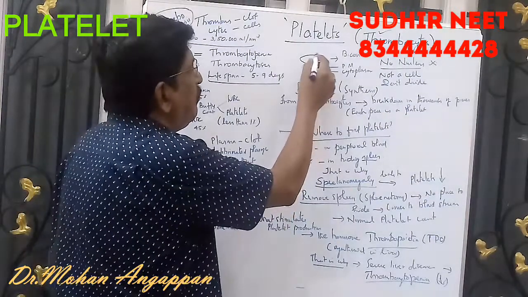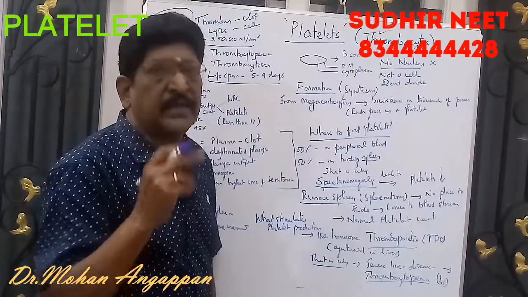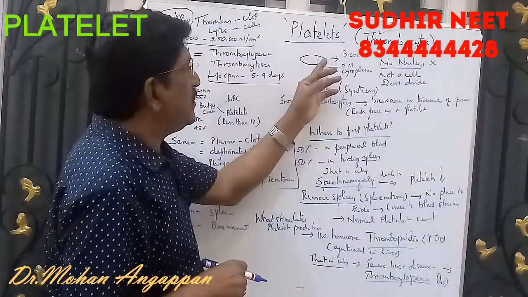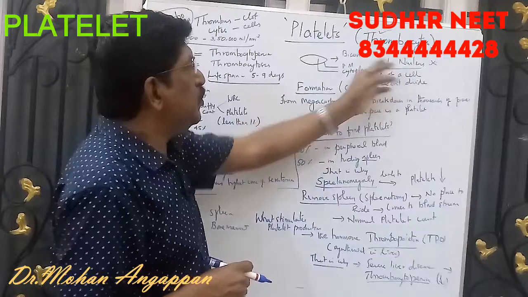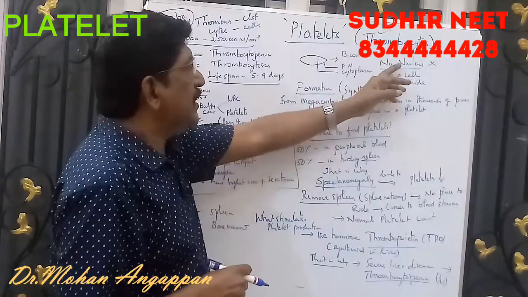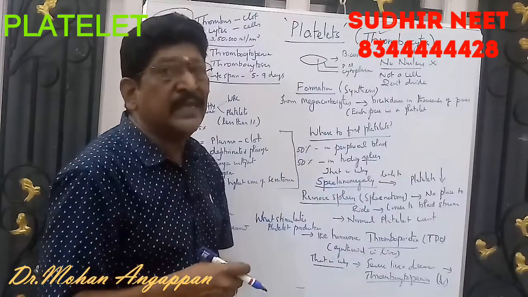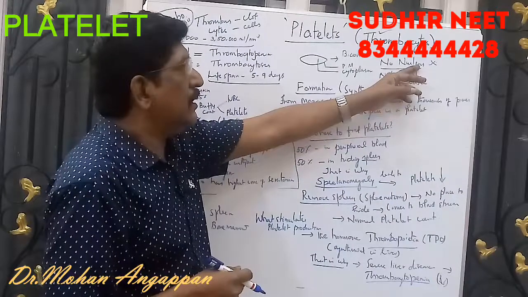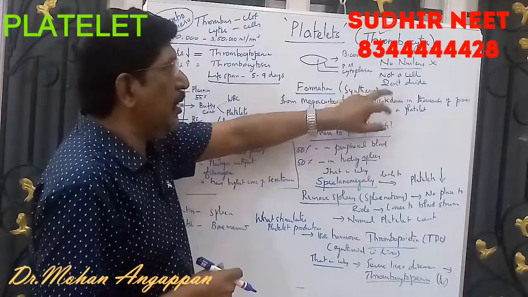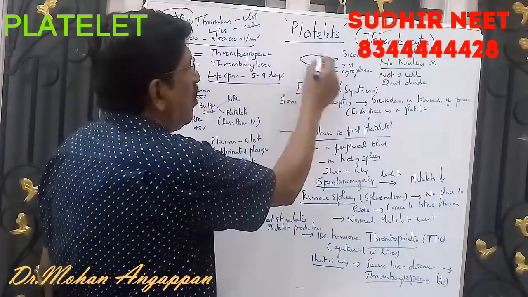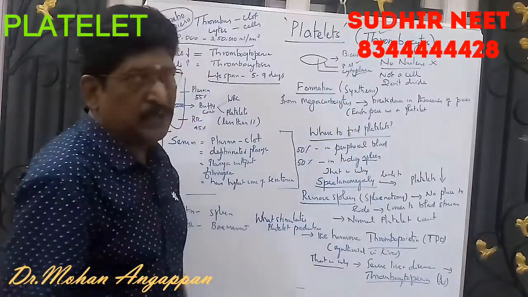If you take the structure of the platelet, it is biconvex. RBC is biconcave, whereas the platelet is biconvex. It resembles RBC in having no nucleus. Platelet contains no nucleus. It is not at all a cell. It doesn't have the capacity to divide. Biconvex in shape, it has an outer plasma membrane and inner cytoplasm. That's all.